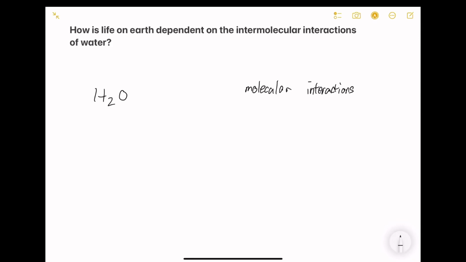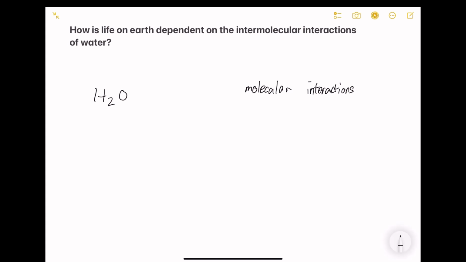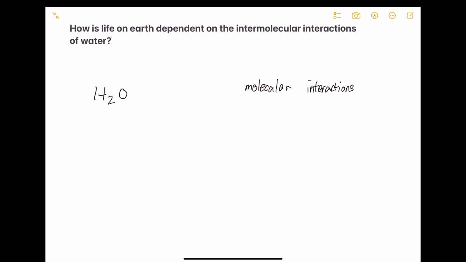So, how is life on Earth dependent on the intermolecular interactions of water? Water is an important compound that we depend on. Reasons why water is important include that it regulates the Earth's temperature, can dissolve many substances, is important in biochemical reactions, has life-sustaining properties, has a wide range of temperatures, brings nutrients to the plants, and the boiling and freezing point of water makes the molecules slow to boil or freeze.